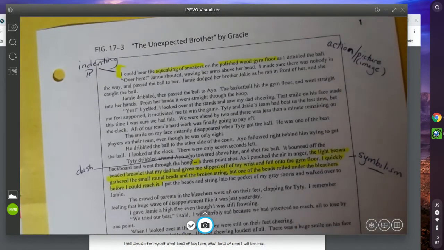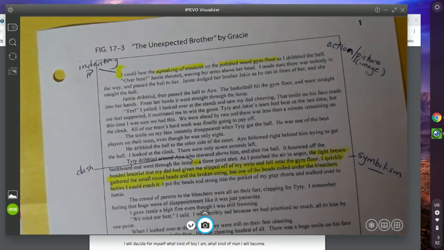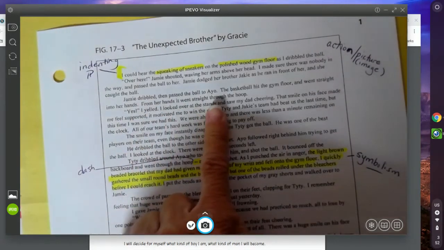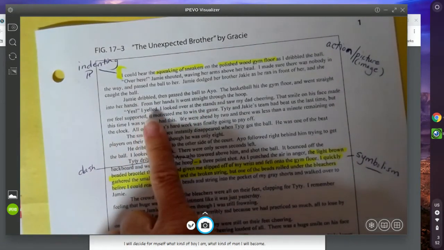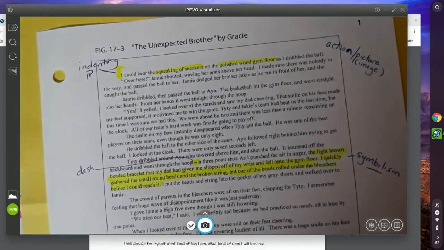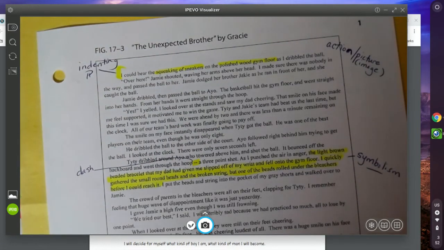I could hear the squeaking of sneakers on the polished wood gym floor as I dribbled the ball. "Over here," Jamie shouted, waving her arms above her head. I made sure there was nobody in the way and passed the ball to her. Jamie dodged her brother as he ran in front of her and she caught the ball. Jamie dribbled, then passed the ball to Io. The basketball hit the gym floor and went straight into her hands. From her hands, it went straight through the hoop. "Yes," I yelled. I looked over at the stands and saw my dad cheering. That smile on his face made me feel supported. It motivated me to win the game.